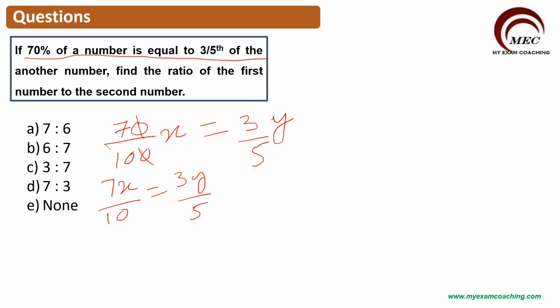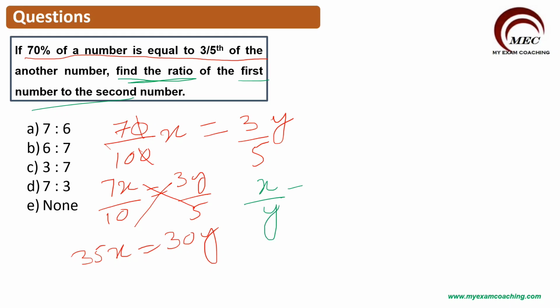Now I can cross multiply. Cross multiplication means we can cross multiply like this. So 7 into 5, 35. 35x is equal to 3 into 10, which is 30y. What we need to find out? We need to find out the ratio. Find the ratio of what? First number to the second number. Ratio of first number to the second number means x by y. This is what we need to find out.